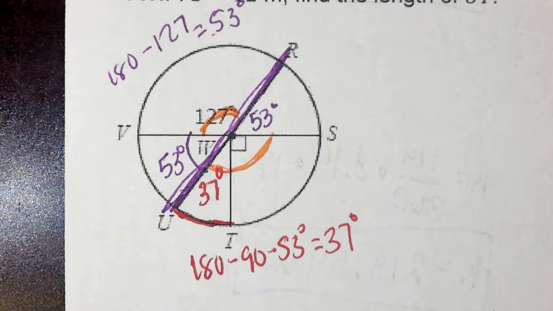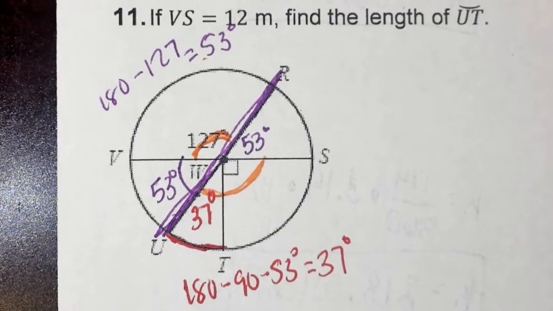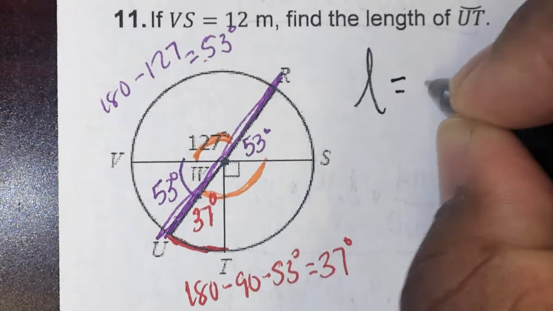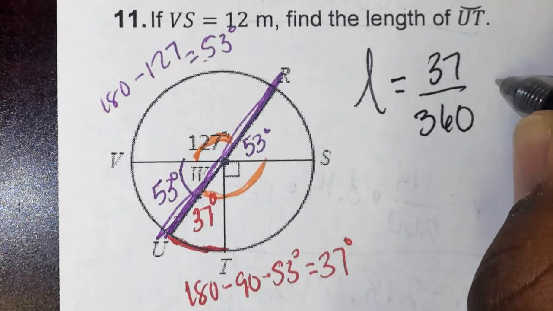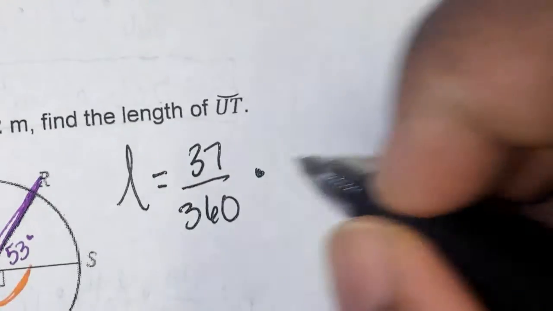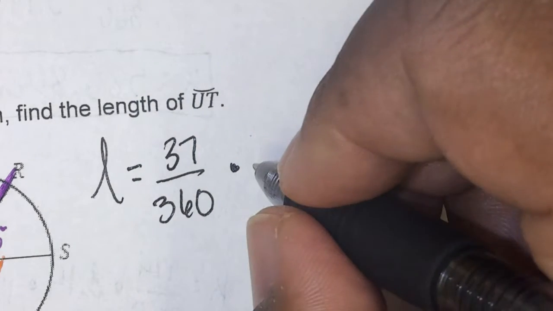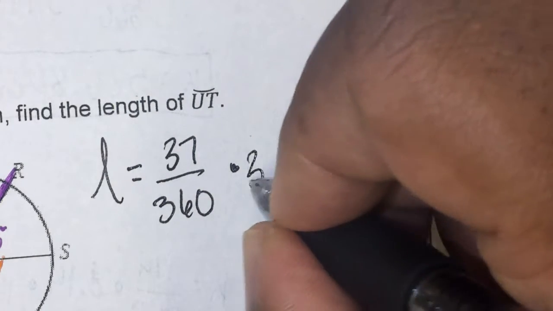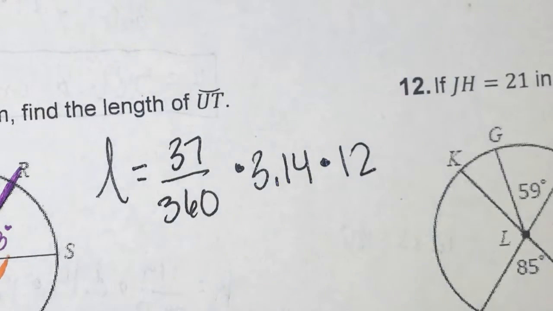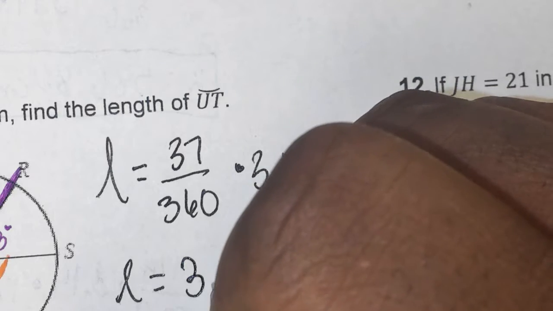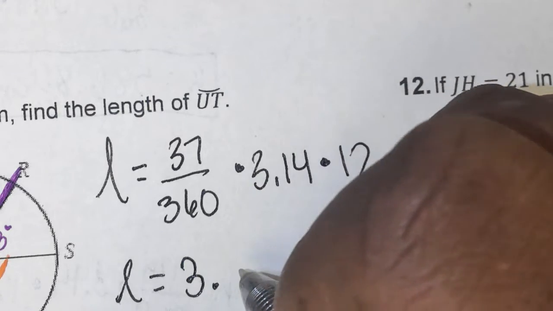Oh, that makes sense. I did L equals 37 over 360 times 5 times 12 and got 3.87. Yeah, and your number is going to be small on this one because you have a small fraction. It's 37 over 360 times 3.14 times 12. What's that decimal again? Yeah, 3.8 something.